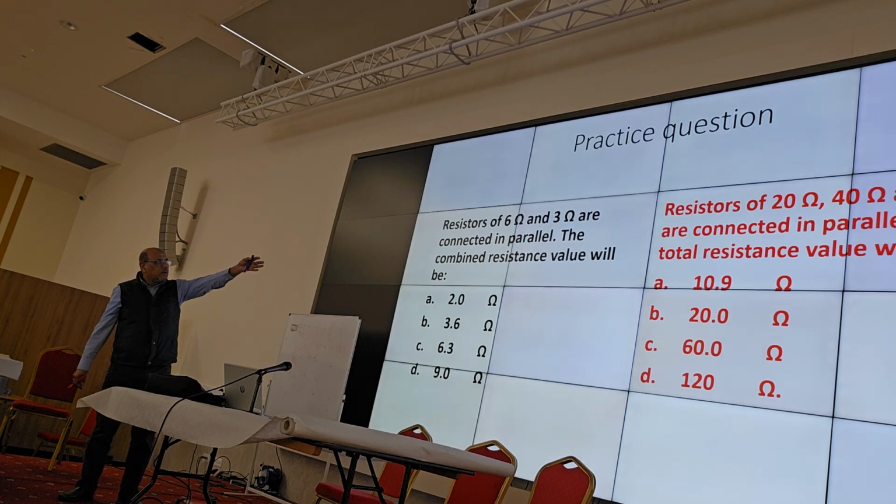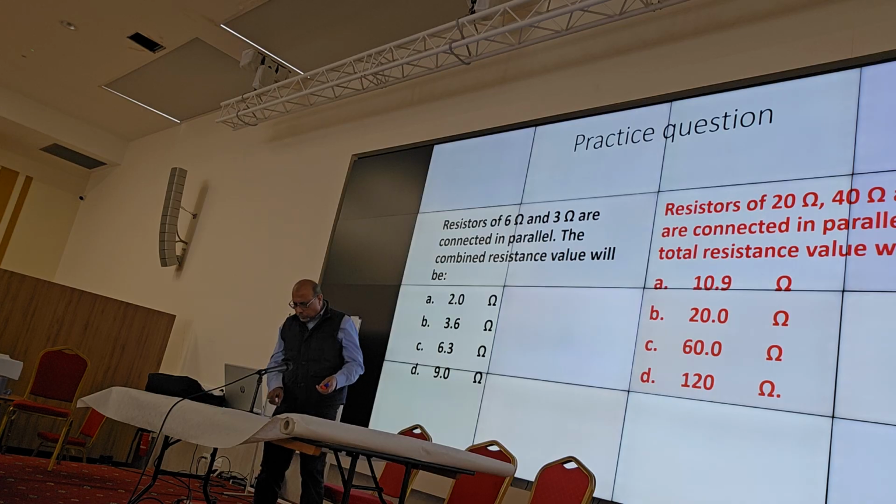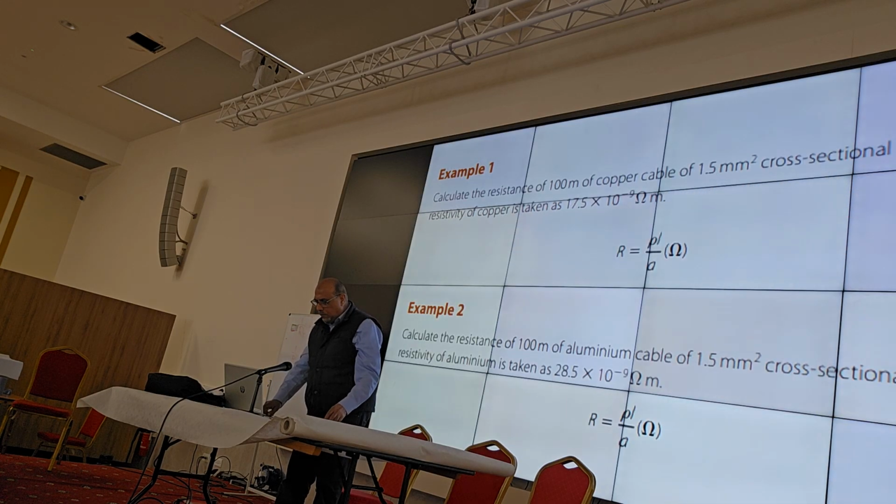Right, okay, have you done the other one? 1 over 20, 1 over 40, 1 over 60. Which was the correct answer? A, 10.0 to 10.9. Is everyone agreed? Yes? Okay. Right, this is all about the basic theory which I wanted to explain.